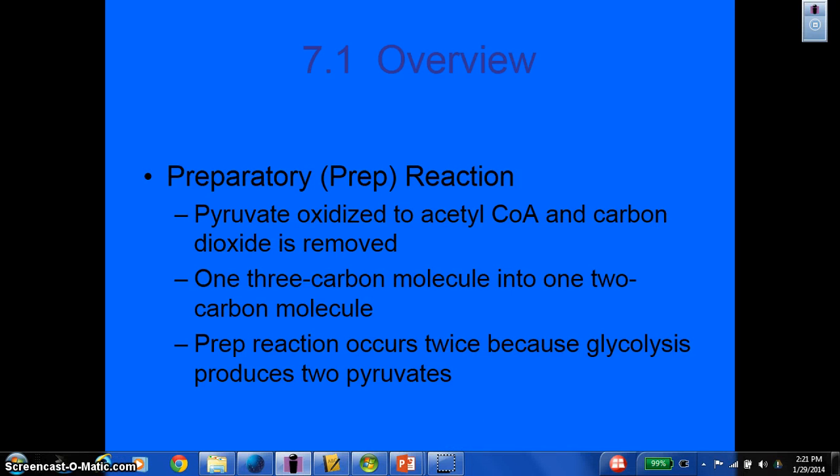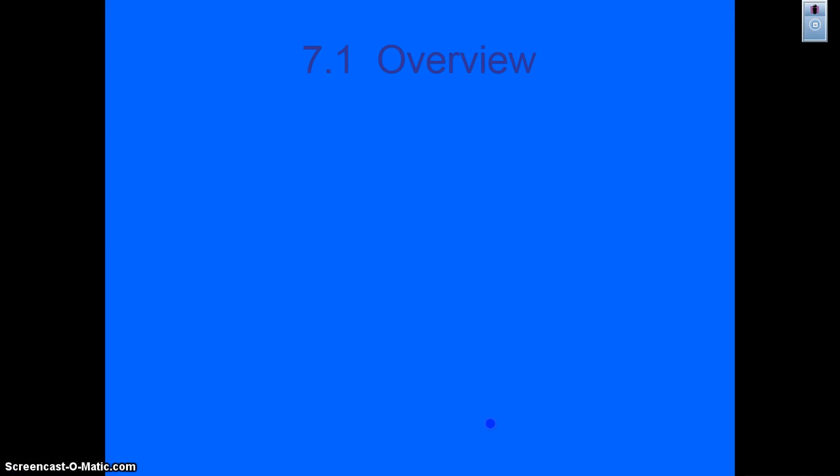In the preparatory reactions, pyruvate is oxidized to acetyl coenzyme A and carbon dioxide is removed in the process. So one 3-carbon molecule is broken into one 2-carbon molecule, and the prep reaction is going to occur twice because glycolysis produces 2 pyruvates. So this has to go through this cycle for one pyruvate and again for the second pyruvate that was produced from the splitting of one glucose molecule.